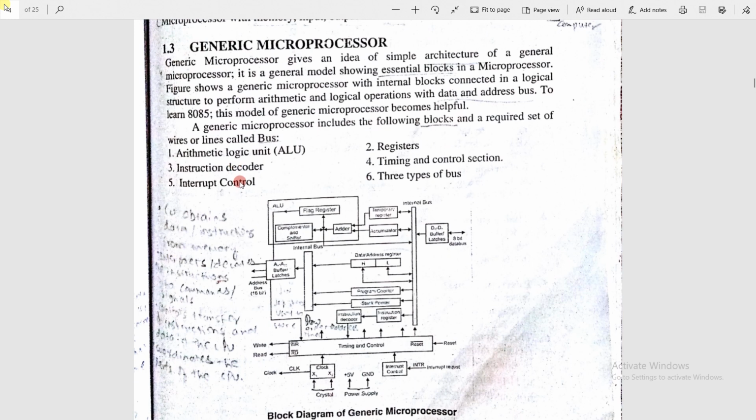A generic microprocessor includes the following blocks and required set of buses. So these are the blocks. First is arithmetic logic unit, which is ALU. Second is registers. Third is instruction decoder. Fourth is timing and control section. Fifth is interrupt control. Sixth is three types of buses. We will learn in detail each of these points one by one.